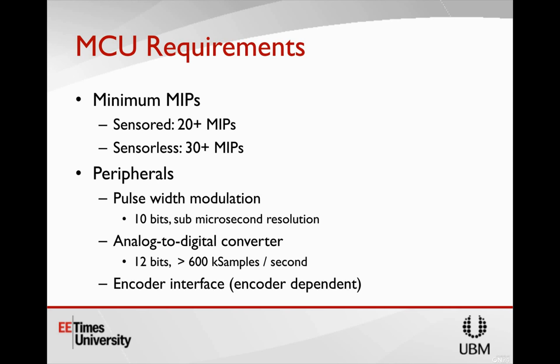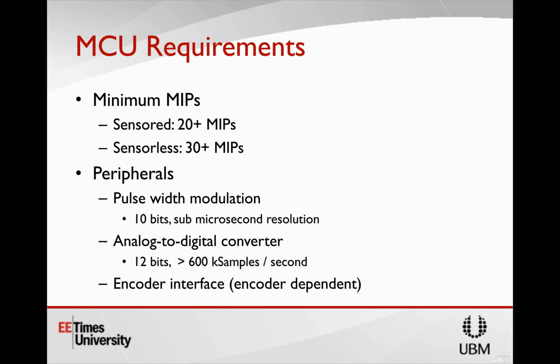But the analog to digital converter does need to be a bit better. It needs to have ideally better resolution. Typically 12 bits is pretty good, 16 bits is obviously better, but 12 is usually acceptable. And then anything above about 600 kilosamples per second, because you need to be able to sample the currents flowing through the motor fairly quickly.